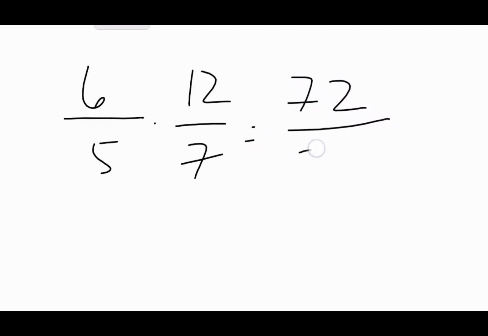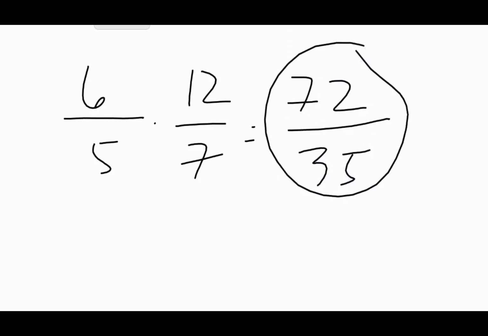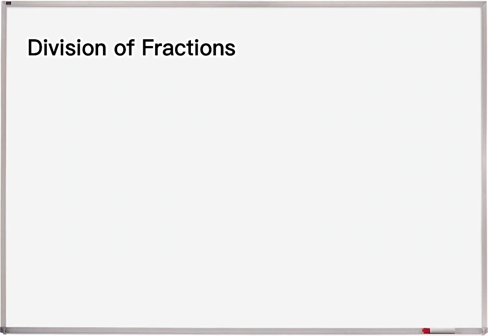Lastly, 6/5 times 12/7. Multiply the numerator and the denominator. That's 72/35. This is the answer. In division of fractions, we use the method keep, change, and flip. We keep the first set of fraction, we change the division into multiplication, and we flip the second set of fraction. Example, 4 over 3 divide 2 over 9.